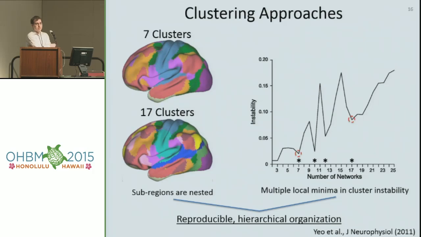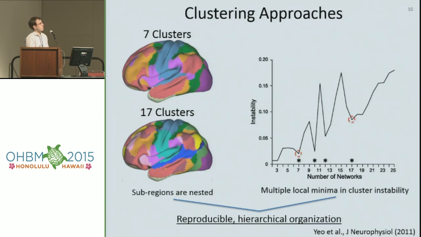So using a completely different clustering algorithm and looking at seeds only on the surface of the brain, the previous example was voxel-wise. This is seed-based throughout the surface, and we find again that there are local minima in the instability of clustering at 7 and 17 clusters. So this says that these numbers are important in terms of what are the fundamental number of components in the brain, at least at this resolution of data and with this methodology.